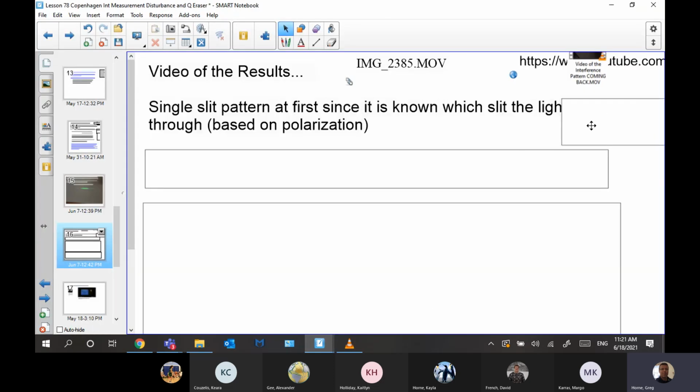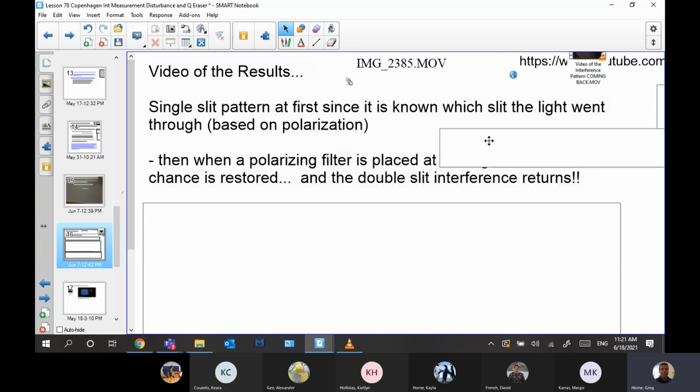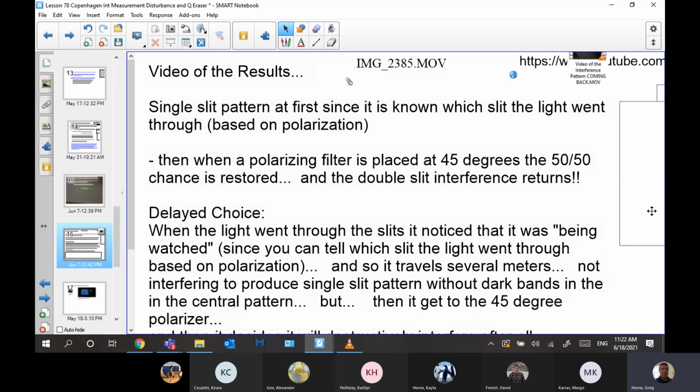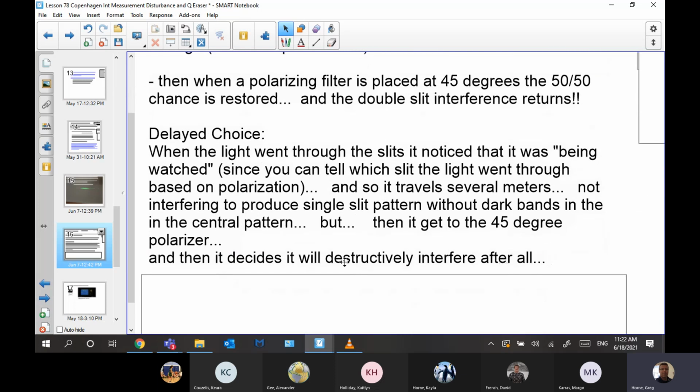So all these little experiments took a lot to put together, but it's pretty neat to be able to see it firsthand. Single slit pattern at first, because we know which one it went through. Then the 45-degree polarizer later on returns that double slit interference pattern. So this is just a summary page, right?